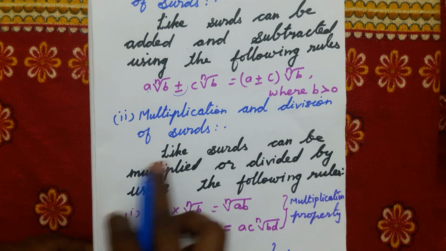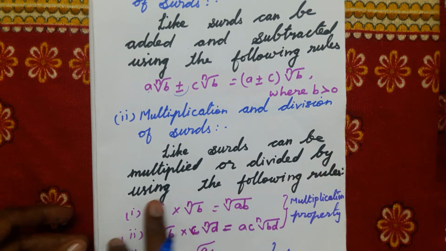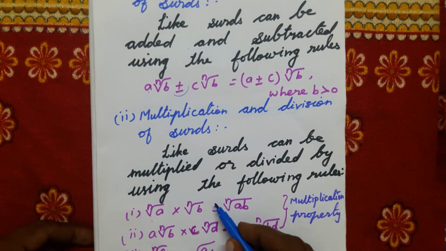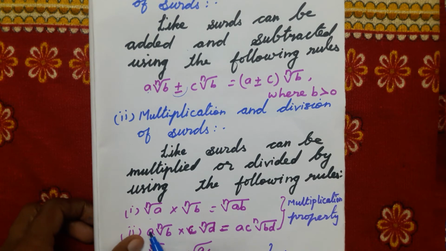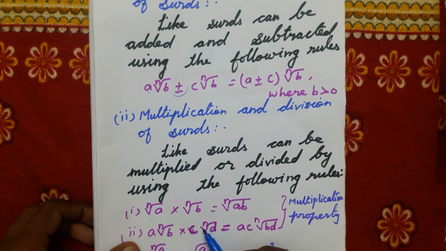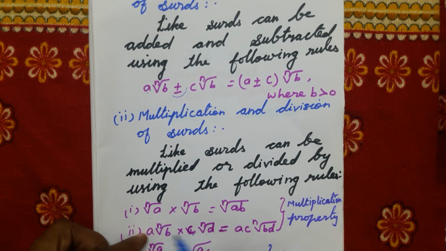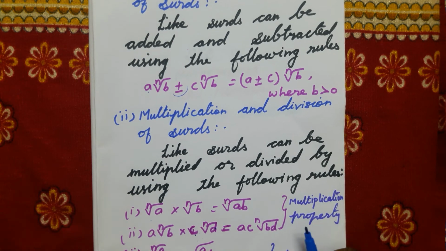Next, multiplication and division of surds. Like surds can be multiplied or divided using the following rules. Nth root of a into nth root of b is equal to nth root of ab. Next, a nth root of b into c nth root of d: we have to multiply the coefficients, ac, into nth root of b into d, that is, ac into nth root of bd.